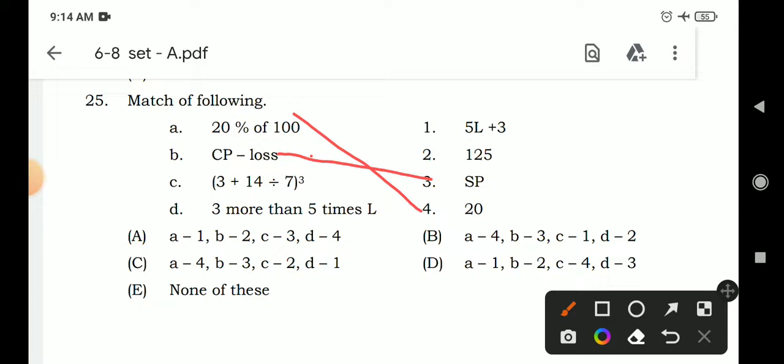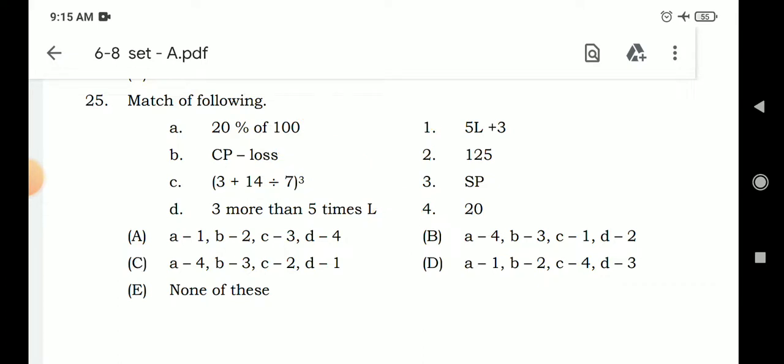How you can use it? 14 divided by 7 will give you 2, and 2 plus 3 is 5, and 5 cube is 125. So second, and 3 more than 5 times L is the 1. Now you will check the options. In option C you can see all the answers are matching. So what option will come here? Option C. Okay, so this is your correct answer.